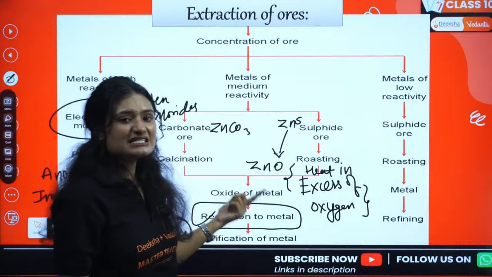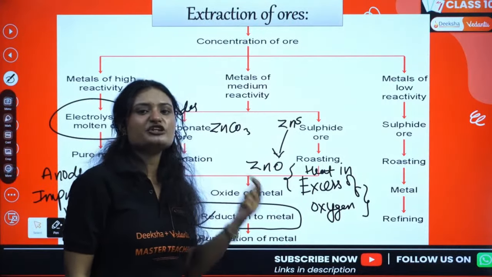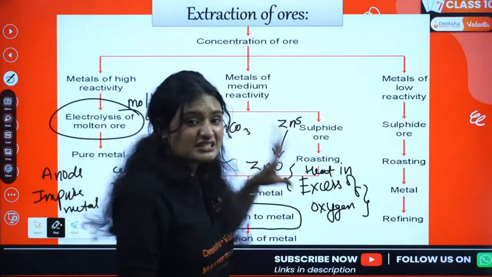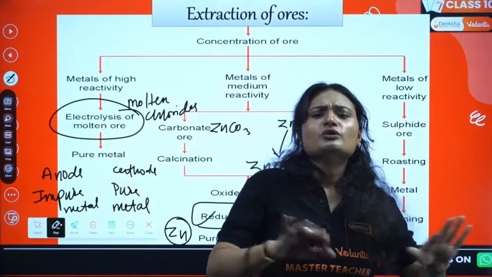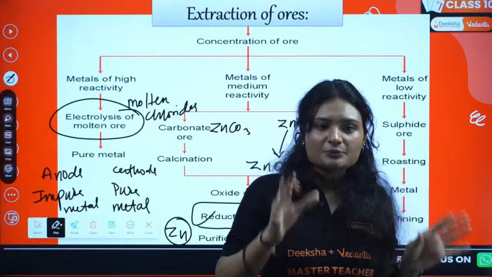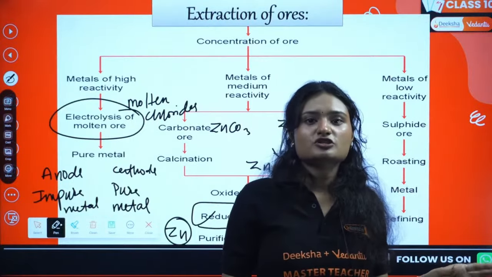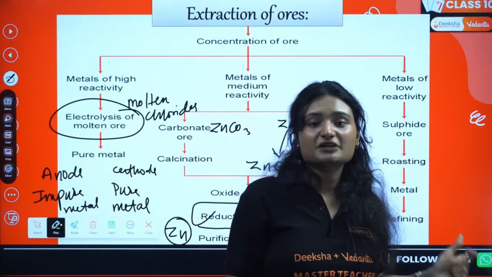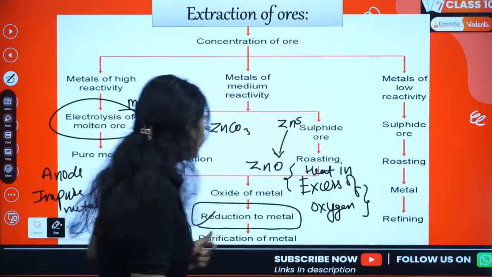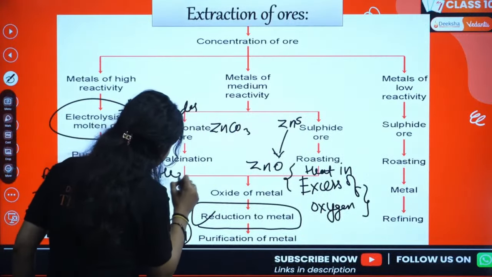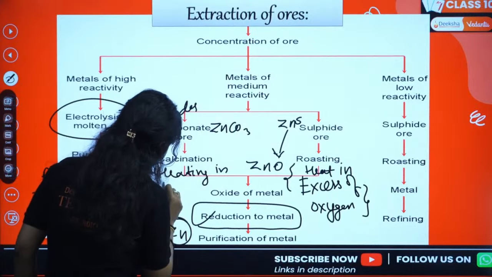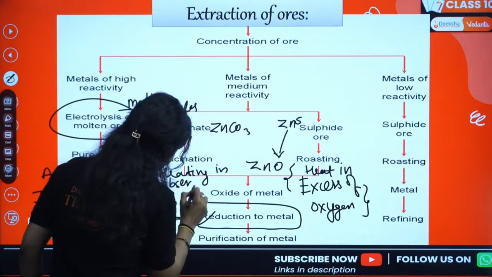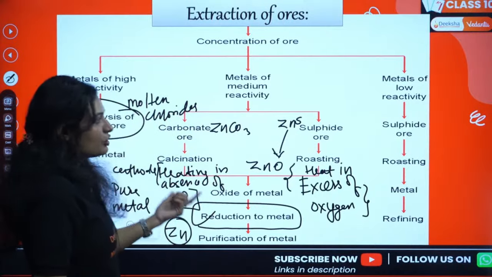Now calcination. What is calcination? Calcination means when you heat an ore, basically carbonate ores, in a limited supply or in the absence of oxygen, and the carbonate ores get converted into their respective oxides. This is heating in absence of oxygen.